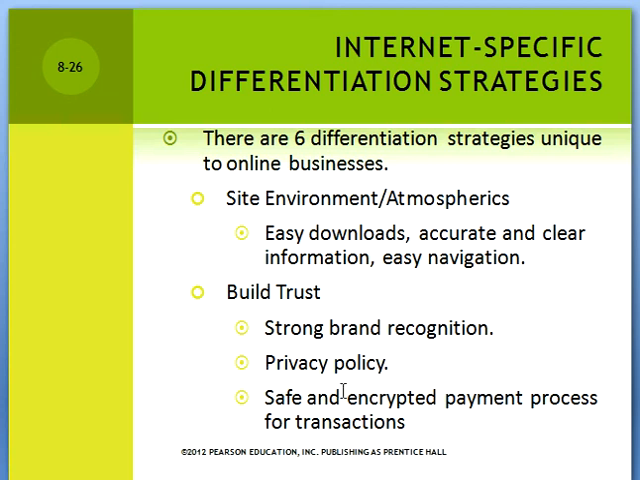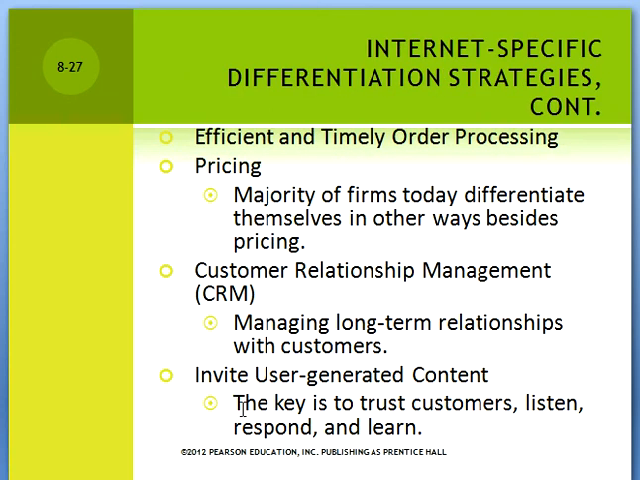Privacy policy, very important. Safe and encrypted payment process for transaction also could be a point of differentiation for the organization. Also, efficient and timely order processing. Again, using the example of Amazon, they are known for providing efficient and timely order processing. As a matter of fact, they are so good in that some other companies have outsourced to them, including Target and Macy's, the retailers. They have used their services for their online order processing.